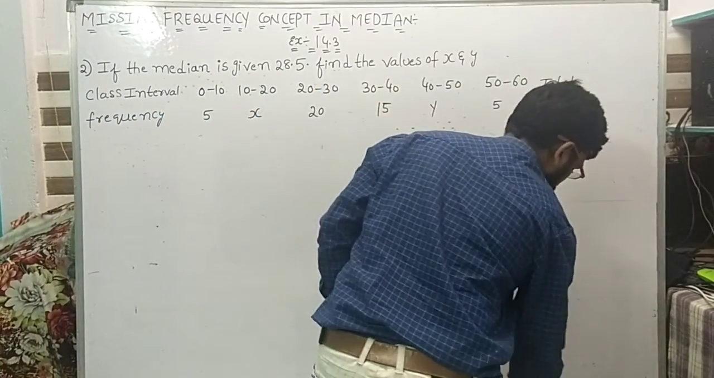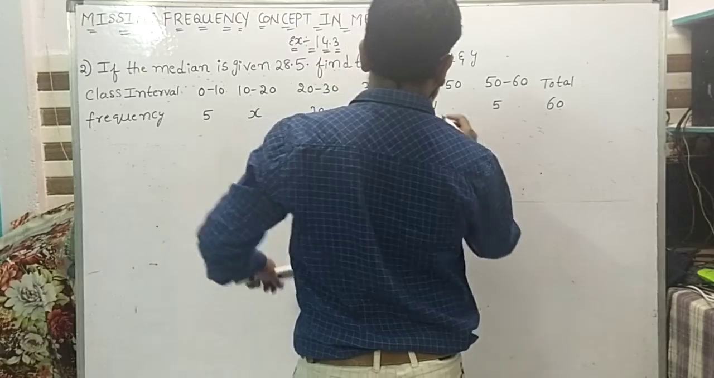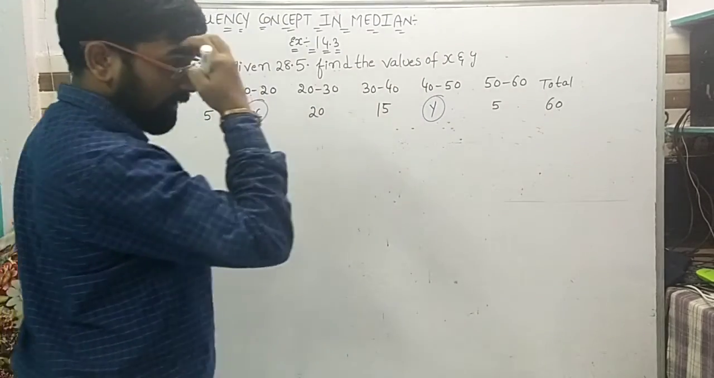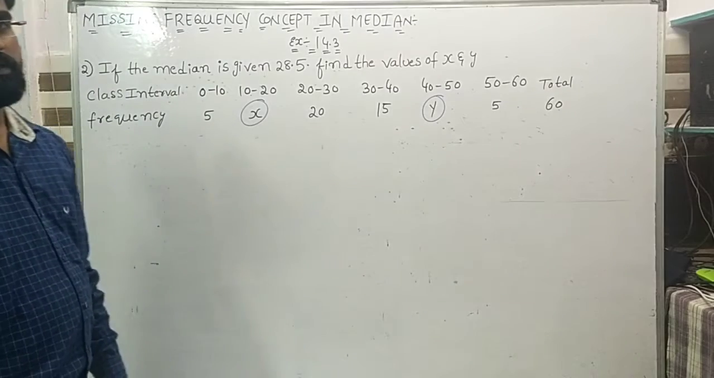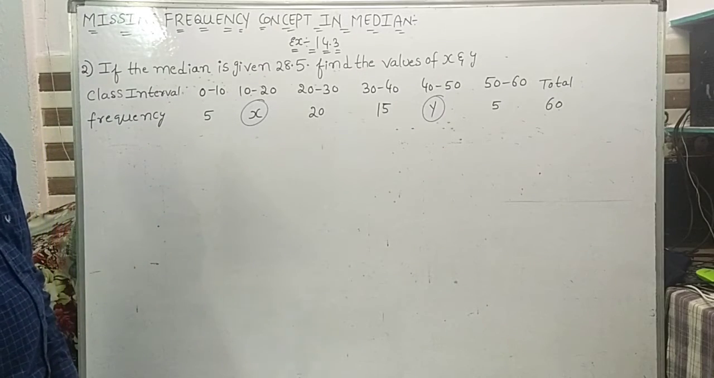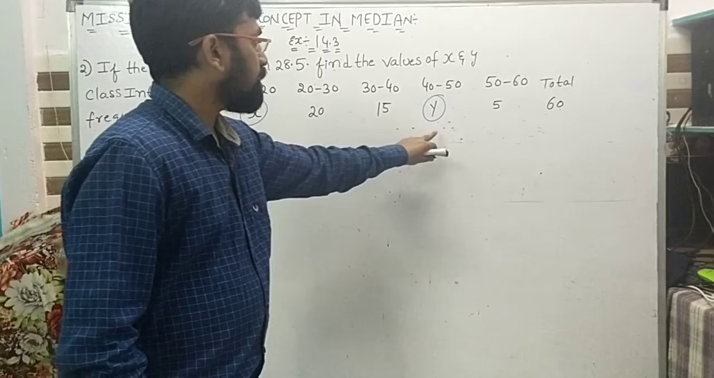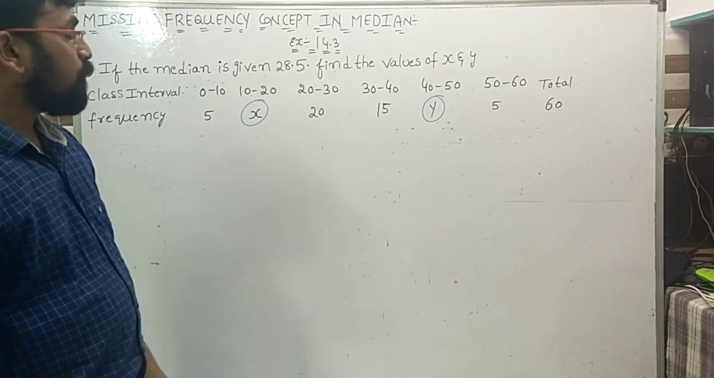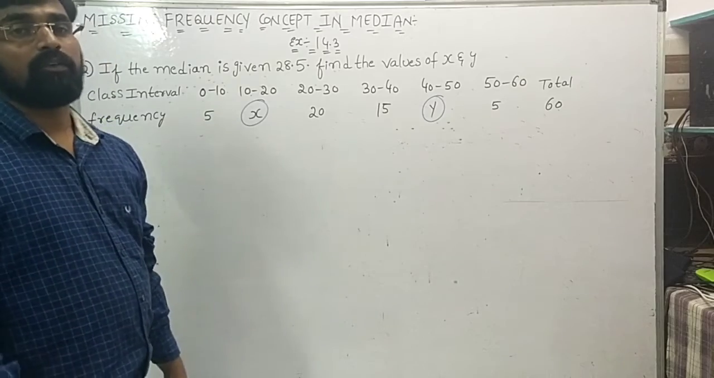Let's take this. Here the missing frequencies are there too. We need to find the y value and we need to find the x value. These are the two missing frequencies. So two missing frequencies, x and y, we need to find.